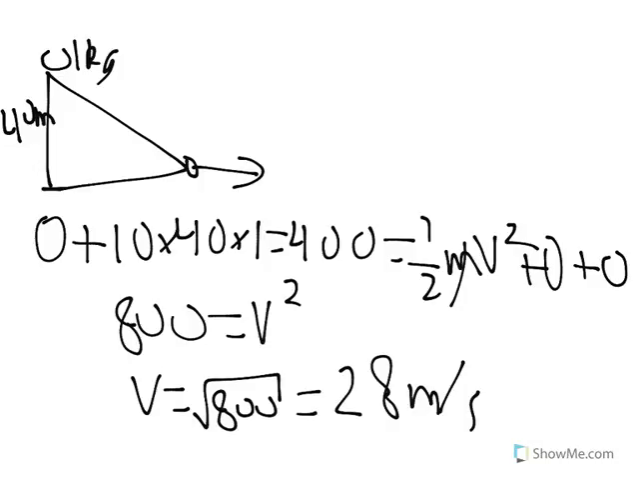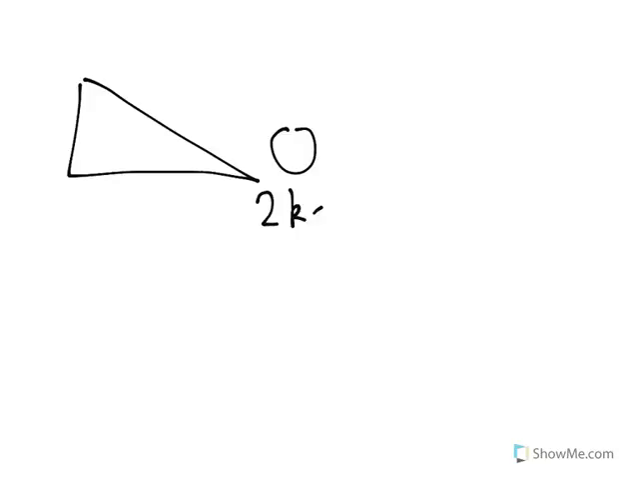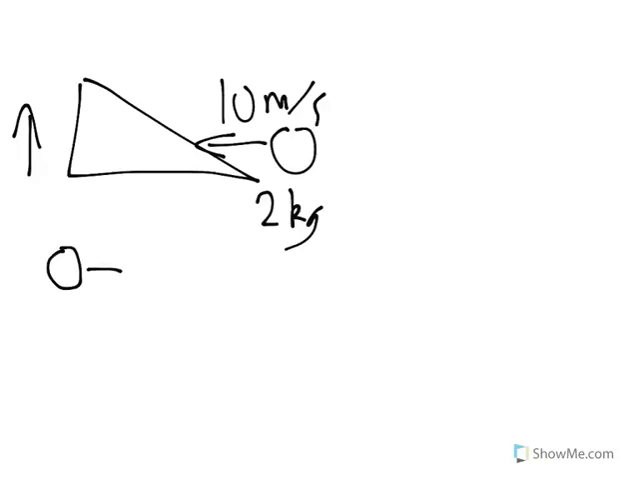Now let's do this in reverse. Instead of going down the ramp, now we're going to say a bowler is trying to bowl it up the ramp. So he picks a 2 kilogram ball, nice and light, and he bowls it going up the ramp at 10 meters per second. How far up the ramp can it go? Assume the ramp's tall enough that it'll never go off the back. So let's try this again. Potential energy at the beginning is 0. It's at the bottom.